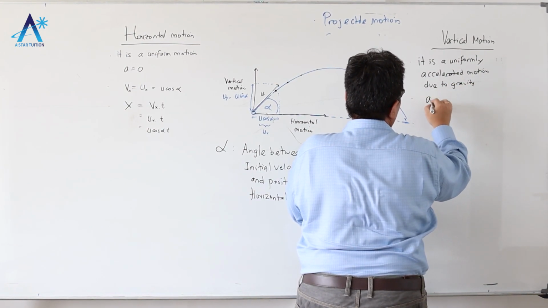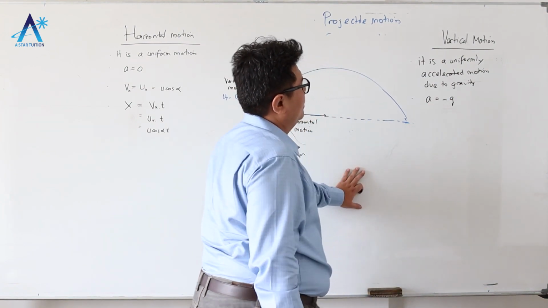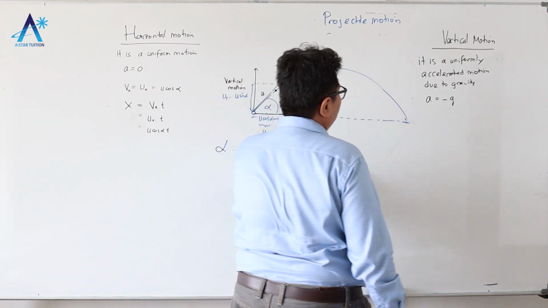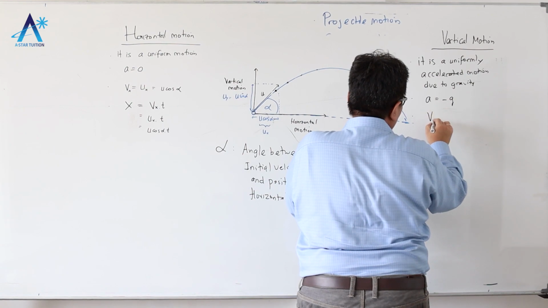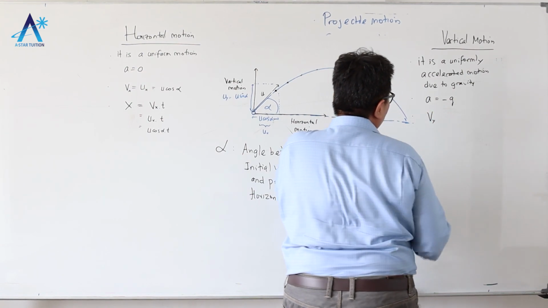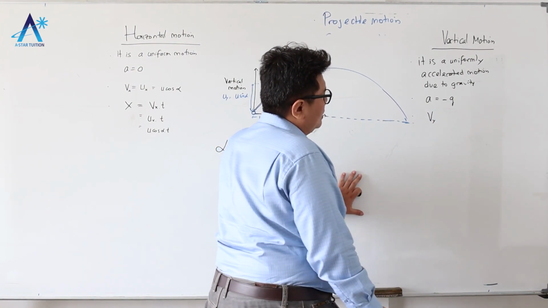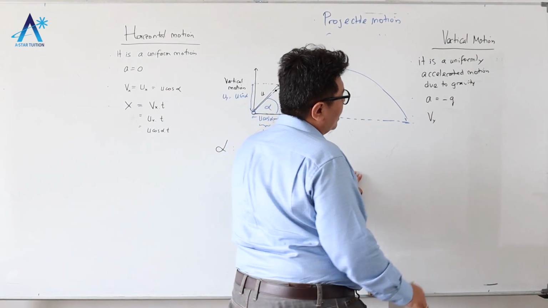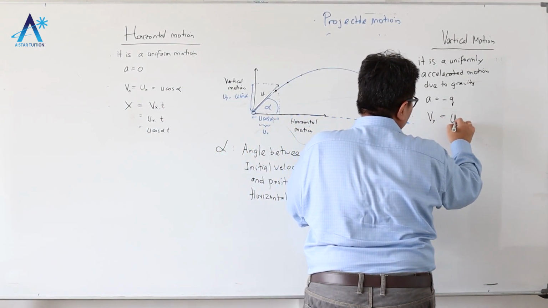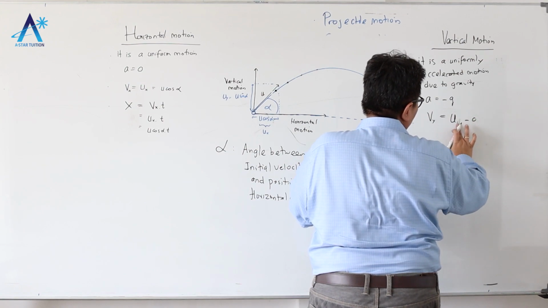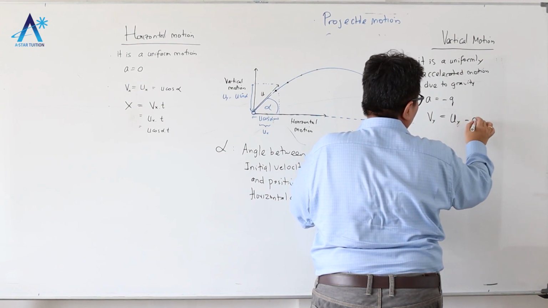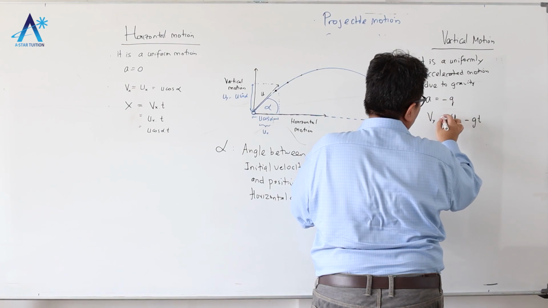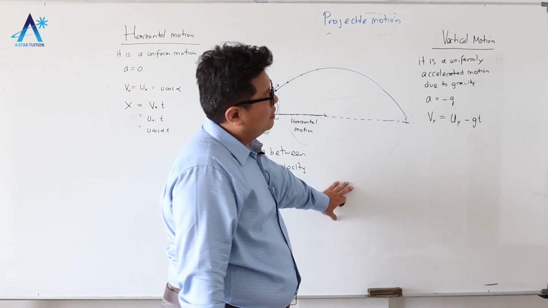So then a is equal to minus g. Now, what about the velocity at a later time? The vertical velocity at a later time is related to the velocity at the initial time by this equation: vy equals uy minus gt. Hopefully you remember this from the previous video.